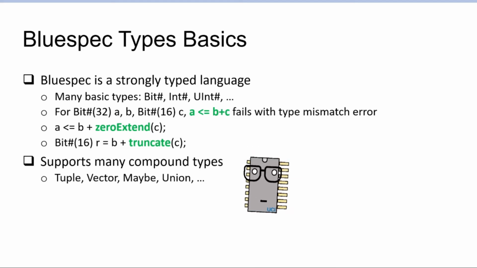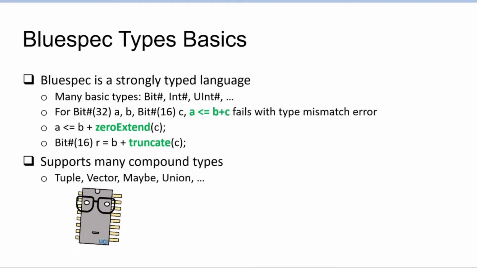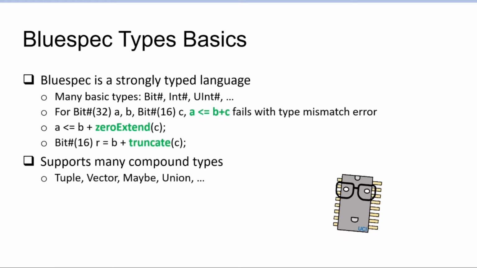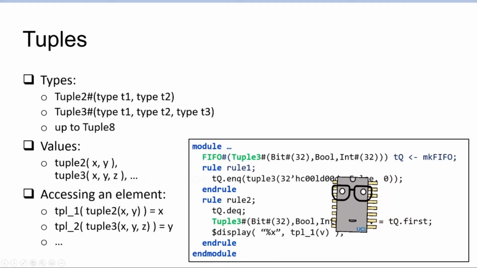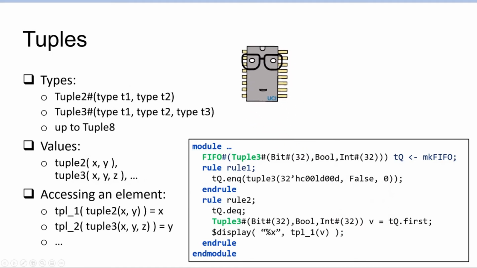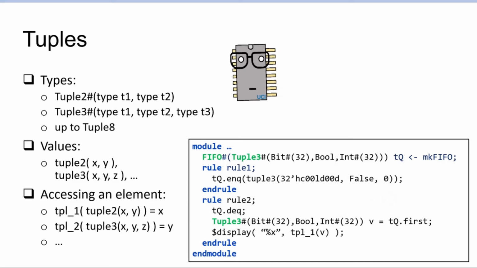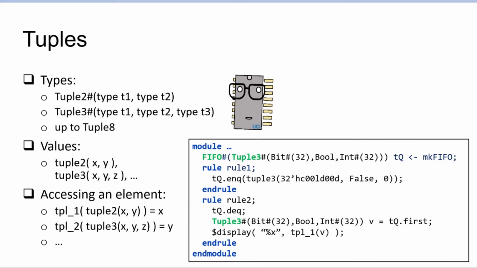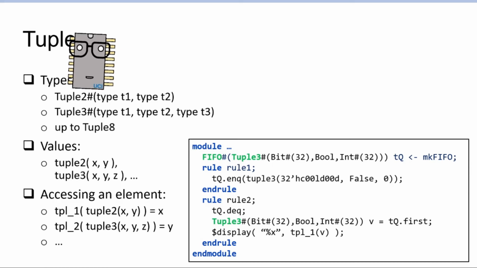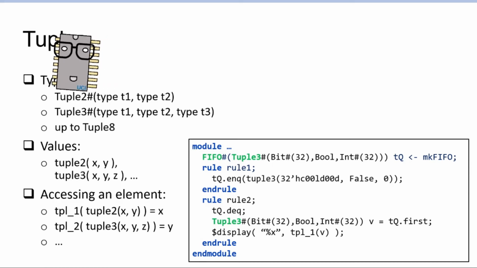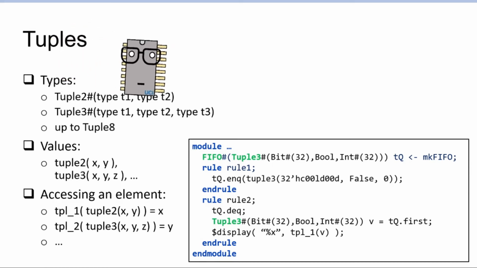BlueSpec also supports many compound types, including tuples, vectors, maybes, and unions, etc. But we won't go into all of that. I'm just going to quickly point out a couple, because I really want to get to the hardware design guidelines before the end of this lecture. It can have tuple types. There's a bunch of them, Tuple2, Tuple3, all the way up to Tuple8. So these are types. Instead of typing something like Bit 32, you can type Tuple2 of different types.